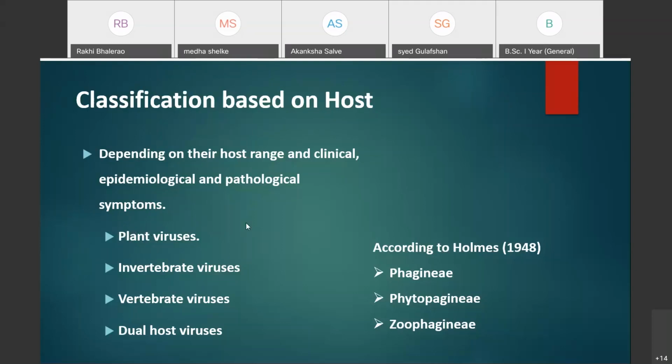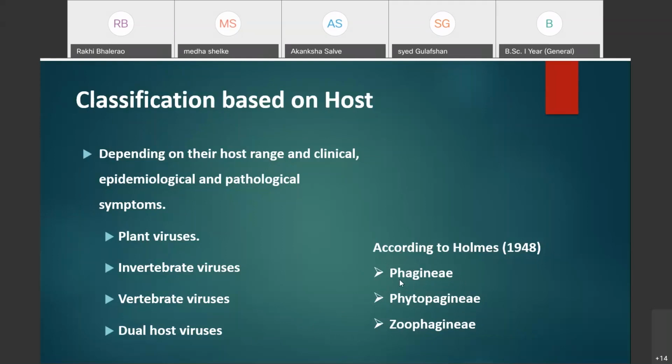But now Holmes, in 1948, classified the viruses into three groups. The first one is the phagini. Here the term phagini means what? Phage. We have discussed that phage means to eat. It is a Latin word that means to eat. That's why the terminology phage is used here.